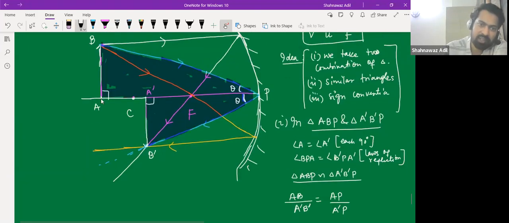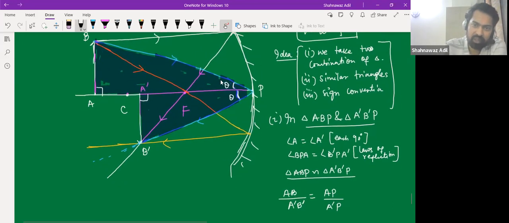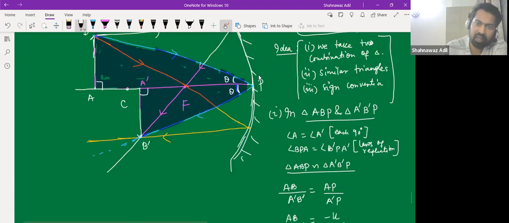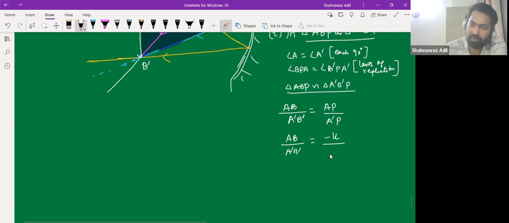Yes, sir. And what is AP? This is the distance from the pole to the object, right? So that is object distance, U. And what should be the sign that we should use? Because we are moving in the left direction, what should be the sign? That is minus U divided by A prime P. So this is where the image is formed, right? So A prime P is minus V. Is this clear, everyone? Yes, sir. So this is the first relation.